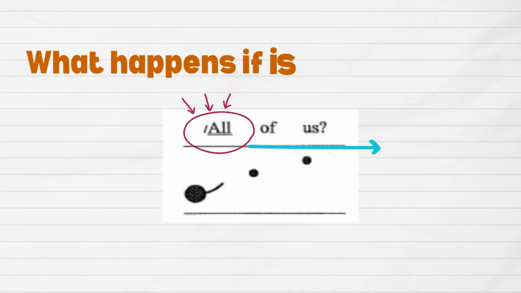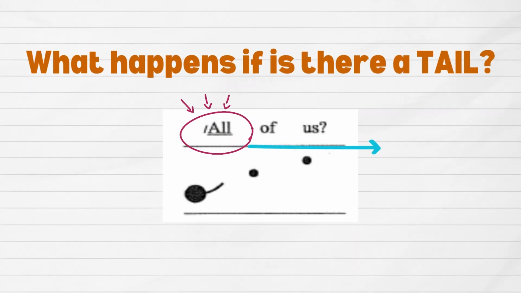What happens if there is a tail? If the sentence continues after the nucleus, those extra syllables are called the tail. In a rising tone, the pitch doesn't rise all on the nucleus. It rises over the nucleus and the tail. Let's look at this example. All of us? The main stress is on all, but the pitch continues to rise through the tail of us. Even though us isn't accented, it has the highest pitch at the end. That's why learners sometimes think the nucleus is at the end, but it's actually earlier.